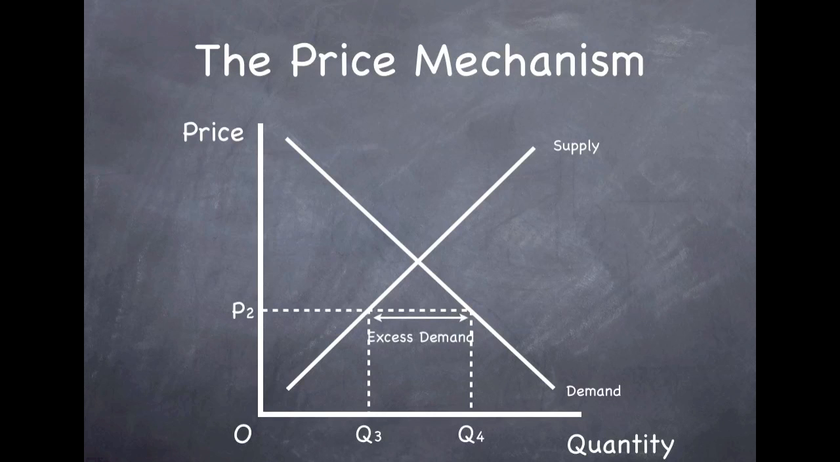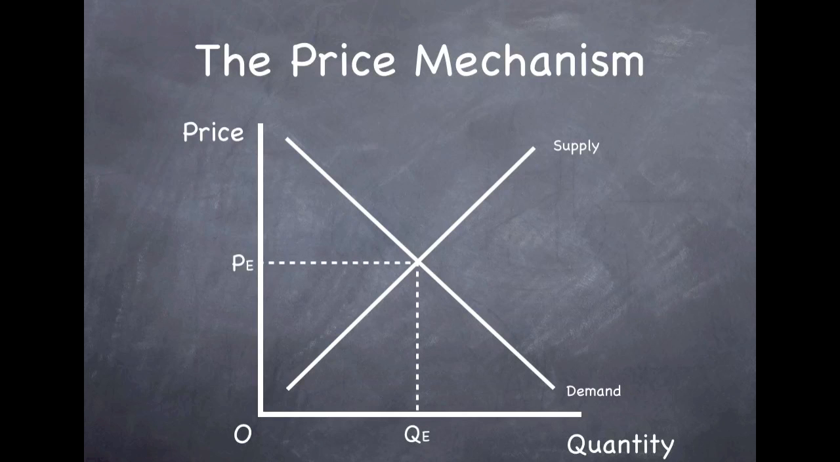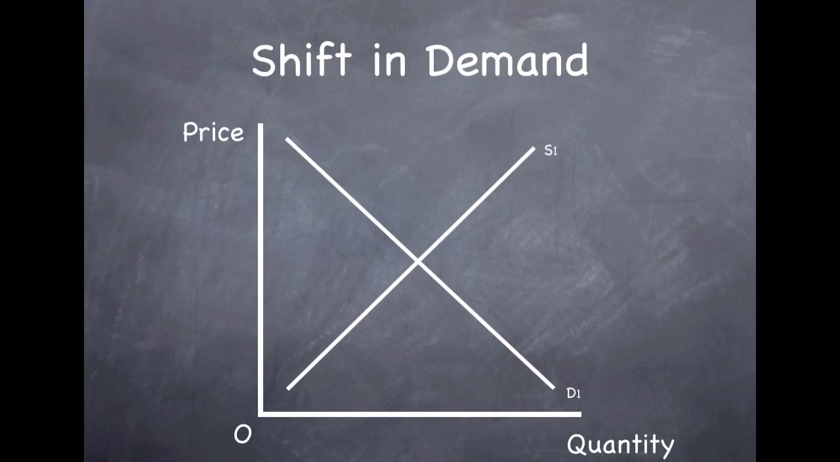This means that many consumers are missing out on the good because there aren't enough being supplied to meet the demand. So the suppliers need to raise their price to reduce the amount of demand. This process continues until the supply is equal to the demand. This is the equilibrium price and output, PE and QE. This is what the price mechanism does. It helps the market reach an equilibrium. But the circumstances in the market can change.